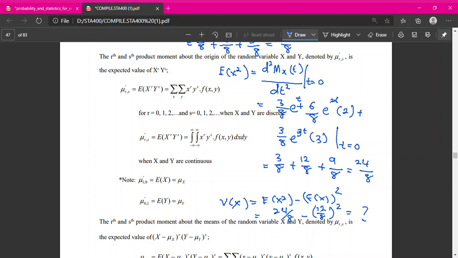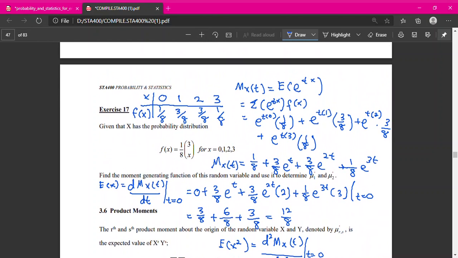So that is the way how to find the MGF function for the general discrete PDF. And then from the MGF function, we can find the mean and the variance.